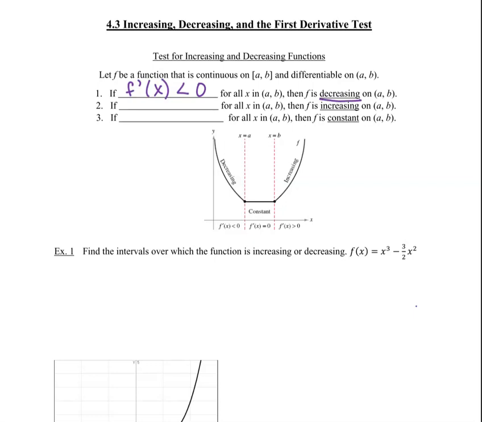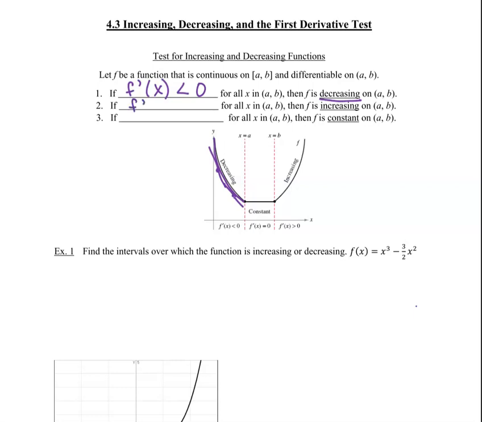Here's a graph of f. Notice that over this first interval, f is decreasing. That means our slopes are negative, right? If I were to draw tangent lines, the slopes would all be negative. So that should be intuitive, I think, by this point, that the first derivative would be negative in that interval.